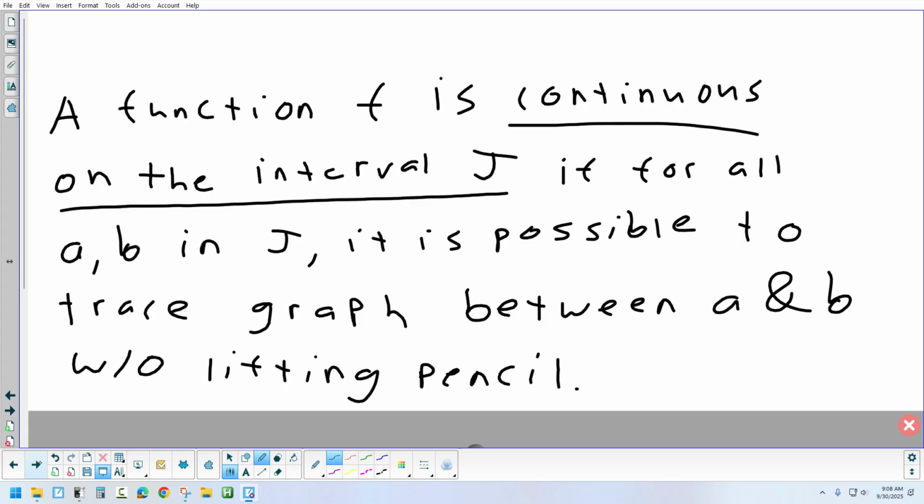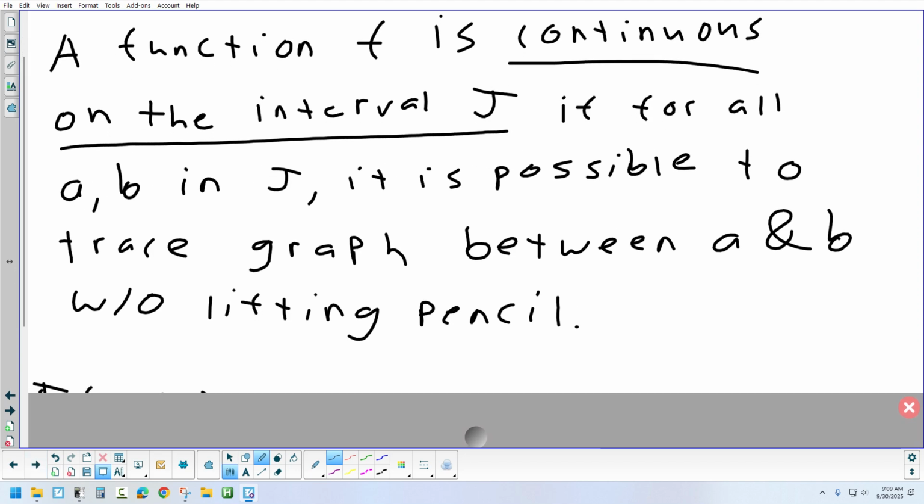So we say that a function is continuous over an interval starting at A and ending at B if it's possible to basically trace from A to B without ever lifting your pencil. So it is possible to have a function that is continuous in some spots, but maybe not in others. So let's say you had something like this, and then it continued on like that. Well, if you tried to trace from here to here, that's continuous. You could definitely do that part without lifting your pencil.